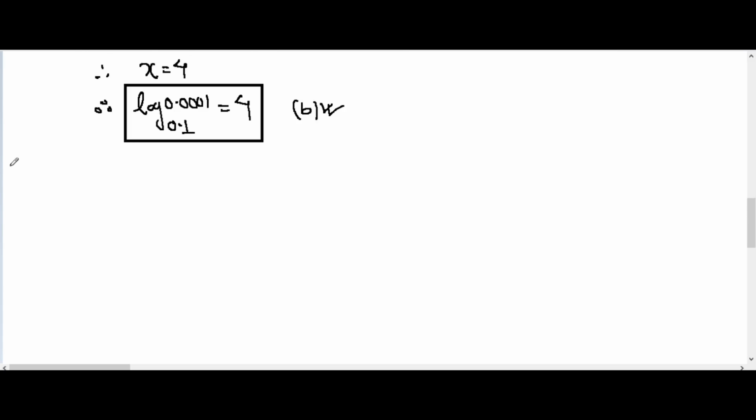Next, question number 6. Problem number 6: if 2 log of x is equal to 4 log of 3, then x is equal to... we have the given condition, 2 log of x is equal to 4 log of 3.